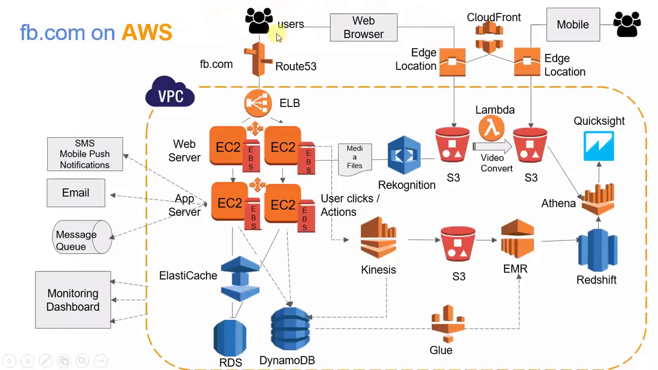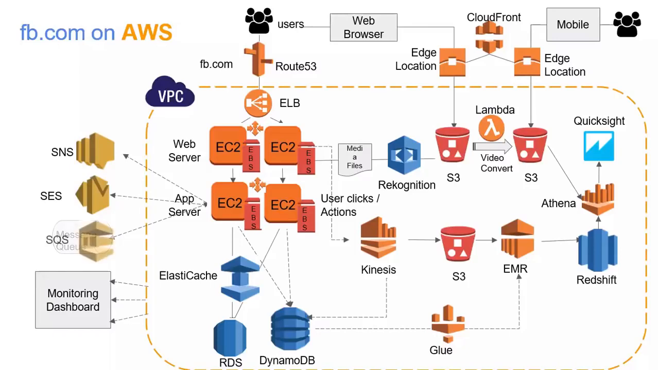Now let's talk about this side. So as I said, you need to send text messages and mobile push notifications. In Amazon there is a service called SNS, Simple Notification Service, for that. And if you want to send bulk emails, then there is the SES service, Simple Email Service. Now for messaging queues for a chatting application, Amazon has built its own queue service which is called SQS, Simple Queue Service.